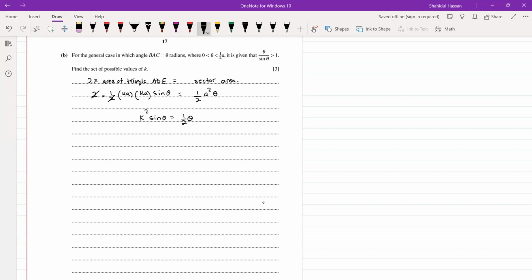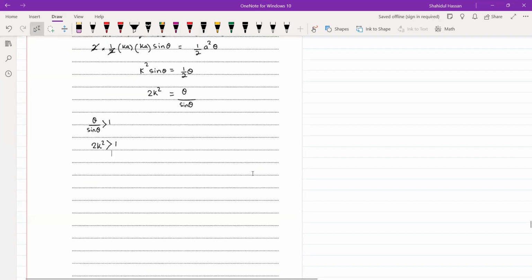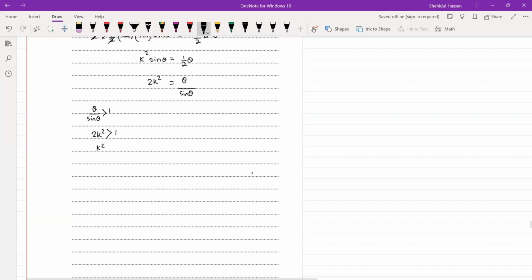Now this is a tricky part. The question says theta by sine theta is greater than 1. We can write here theta by sine theta is equal to 2k squared. Now there's a given condition, it says theta by sine theta is greater than 1. In other words, 2k squared should be greater than 1. If 2k squared is greater than 1, I'm going to find a value of k here, so k squared will be greater than half.